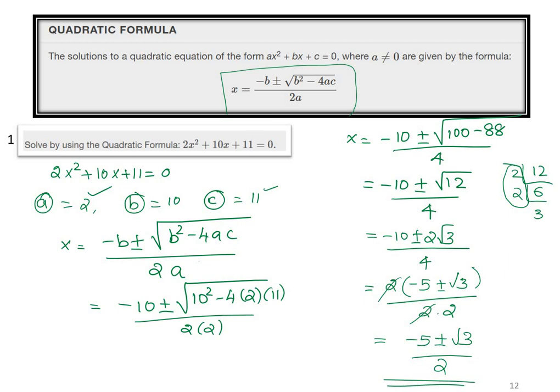So we have two solutions. One is negative 5 plus root 3 divided by 2, and the other one is negative 5 minus root 3 divided by 2. So we have two different solutions, and they are real numbers also. By the fundamental theorem of algebra, every quadratic equation will have exactly two solutions. So we have two solutions: one is negative 5 plus root 3 by 2 and the other one is negative 5 minus root 3 by 2. Okay.